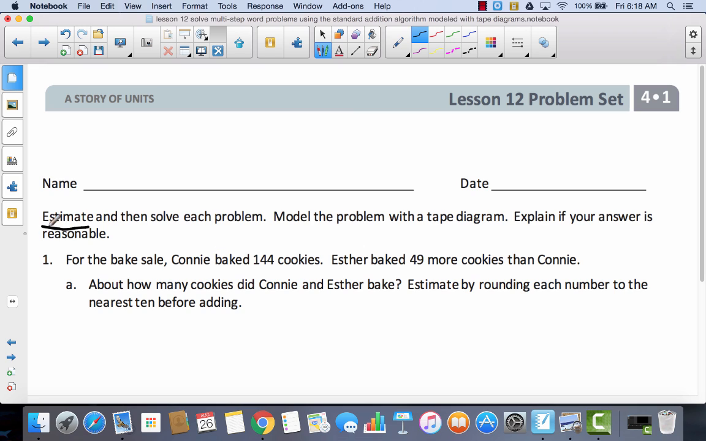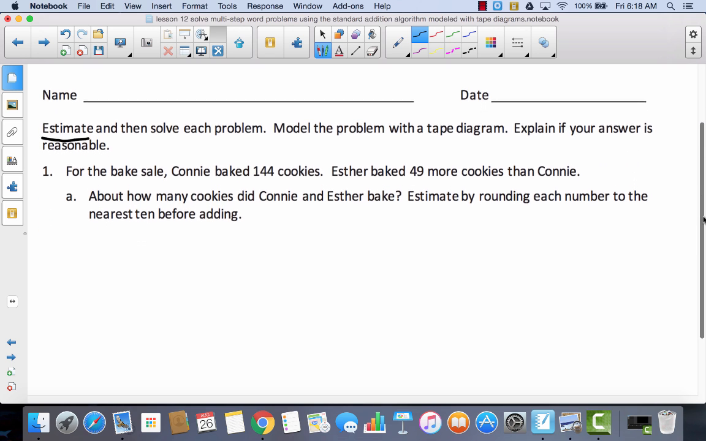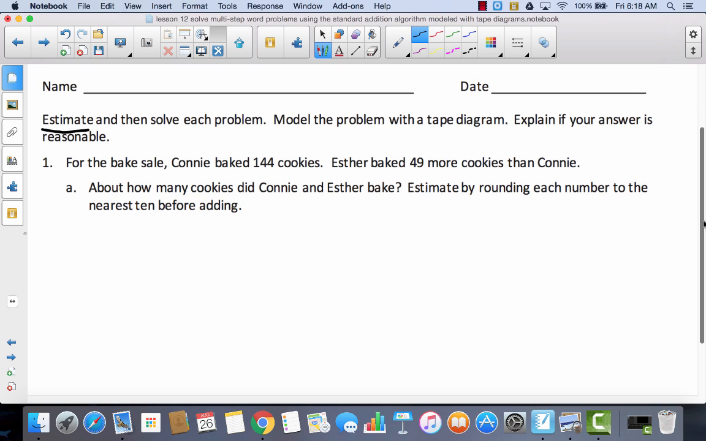So I want you to remember that when you are estimating, you don't solve the problem and then round your answer. That defeats the purpose. When you estimate, you need to round before you solve the problem. So we're going to estimate and solve each problem, model the problem with a tape diagram, explain if your answer is reasonable. So for number 1, for the bake sale, Connie baked 144 cookies.